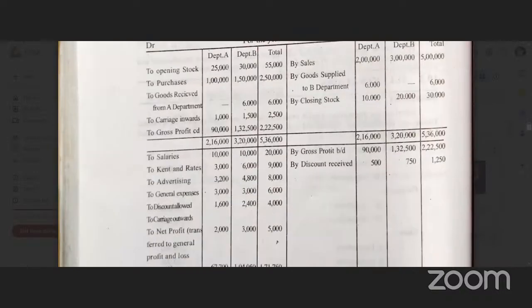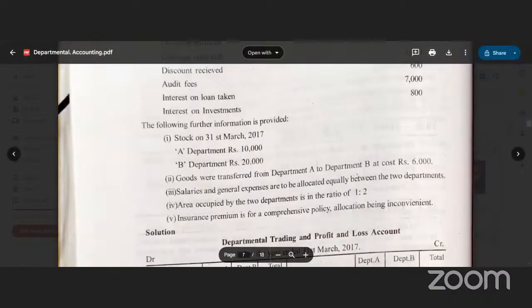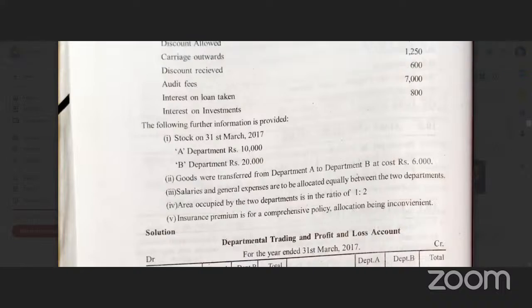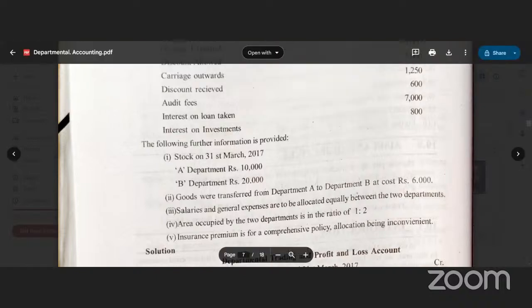Next, general expenses. Again, for general expenses, he also gave the information. Third point, along with the salaries. Along with salaries, he said general expenses also are to be allocated equally. So we don't need to take any base.